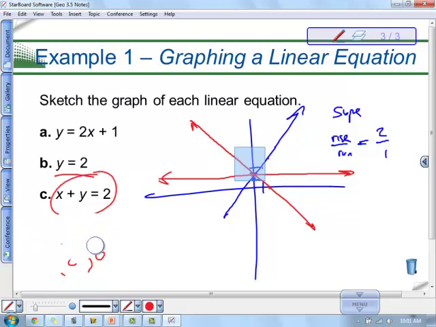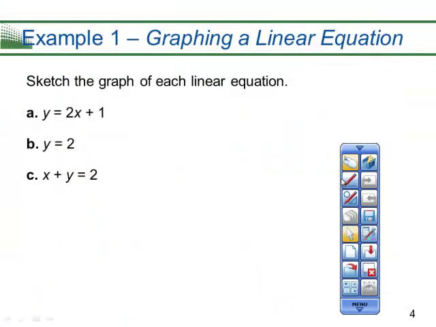You also could, if you wanted to, subtract x from both sides, in which case you get y equals negative x plus 2. And that's a line that has a y-intercept of 2 and a slope of down 1 over 1. Down 1 over 1, down 1 over 1, slope of negative 1. So those are just sketches of the lines. Hopefully you guys are comfortable with that.